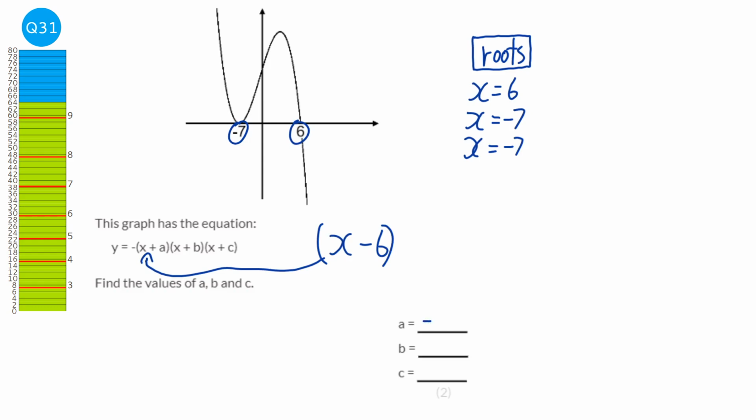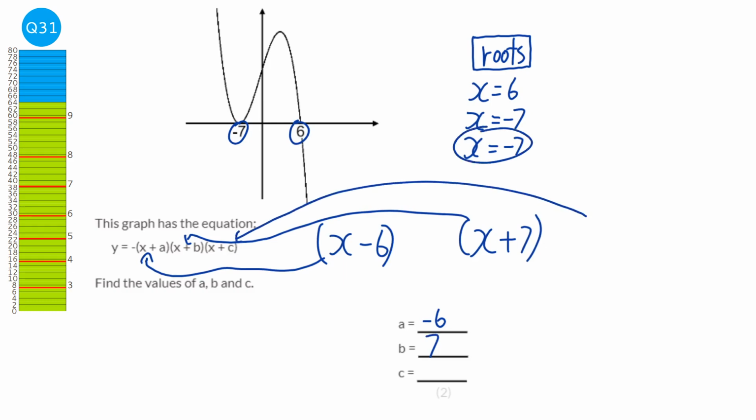So if a is -6, let's have a look at b. So what does b have to be? Well, if the root is at -7, if we put b as +7, then when we substitute in this -7 into the x, we get -7 plus 7, which is 0. So if b is +7, then the whole thing will be 0 at x equals -7. And for the c, we're looking at that last root. Again, it'll be the same, won't it? It'll be x plus 7.